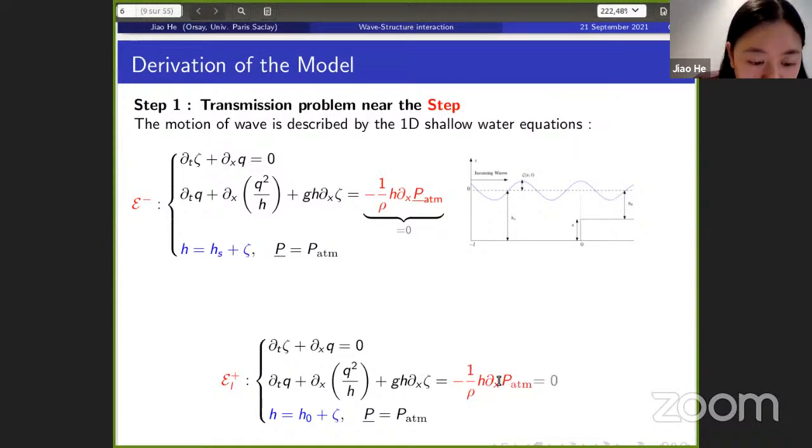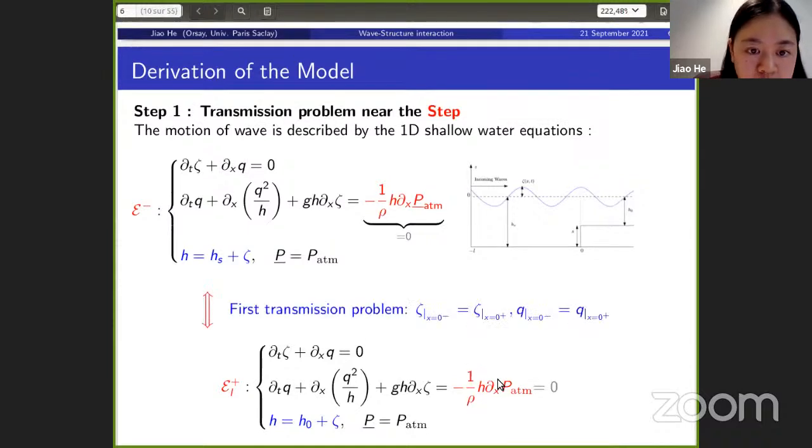So what is the first transmission problem? The first transmission problem is given by two conditions. We have the continuity of the surface elevation, and also we have the continuity of the horizontal discharge around this step. I mean, x equal to zero minus is this point in the left-hand side, and zero plus is this point in the right-hand side.